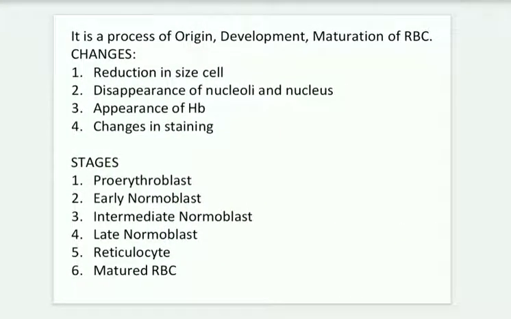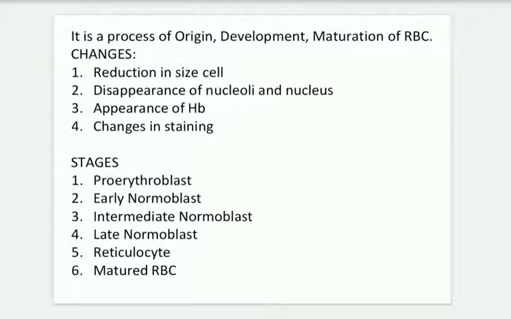Look, first we come to know the definition. It is a process comprising the origin, development and maturation of RBC. Remember ODM: origin, development, maturation. And what are the changes under this? There is a reduction of cell size, a disappearance of nucleoli and nucleus, appearance of hemoglobin, and changes in staining. In staining, it might be acidic or basic, right?